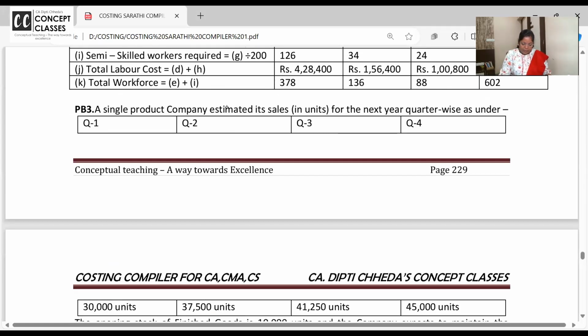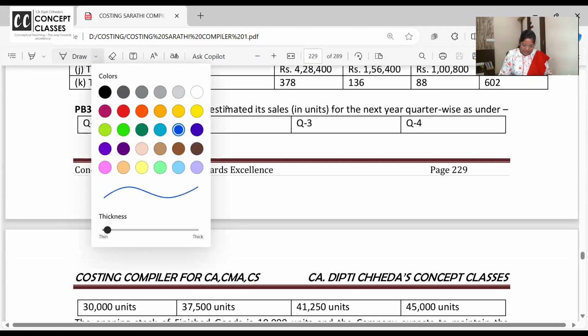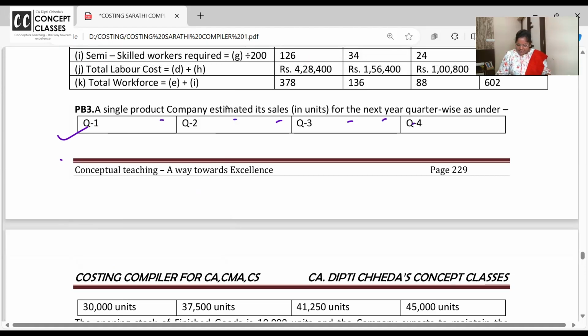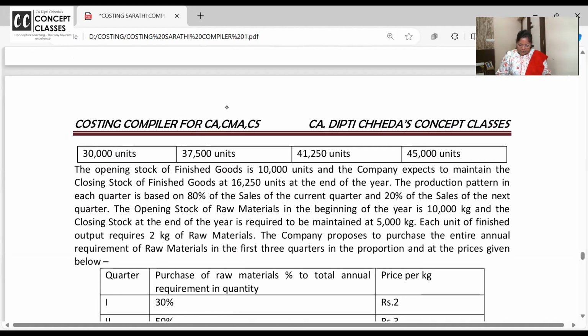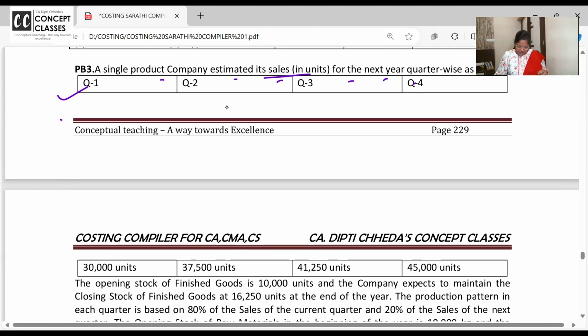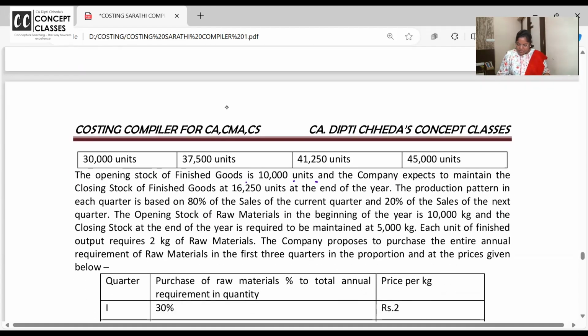I'm right now doing problem number 3. A single product company estimates sales in units. I told you, you have to start from which budget? Sales budget. From there, which is the next station? Production budget. From production, the next station, like that. Opening stock of finished goods is 10,000 and the company expects to maintain a closing stock at the end. The production pattern in each quarter is 80% of the sale this time.